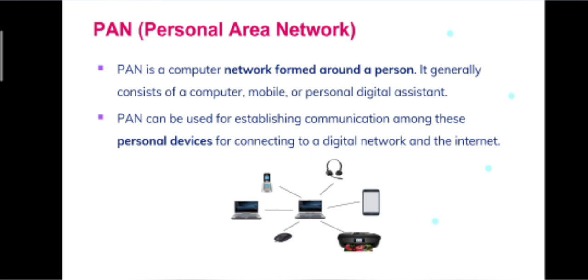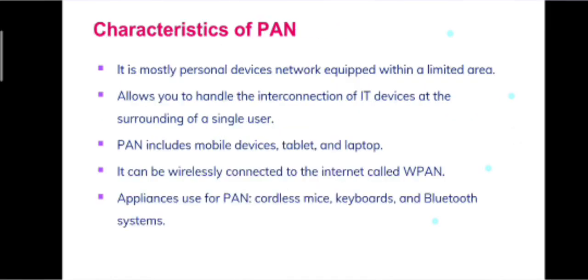Typically, this kind of personal area network could also be interconnected with wires to the internet or to other networks. So mostly it is a personal device network with a limited area that allows you to handle the interconnection of IT devices. PAN includes mobile devices, tablet, laptop, PDA. It can be wirelessly connected, called a wireless personal area network. The applications of PAN are cordless mic, keyboards, and Bluetooth systems.